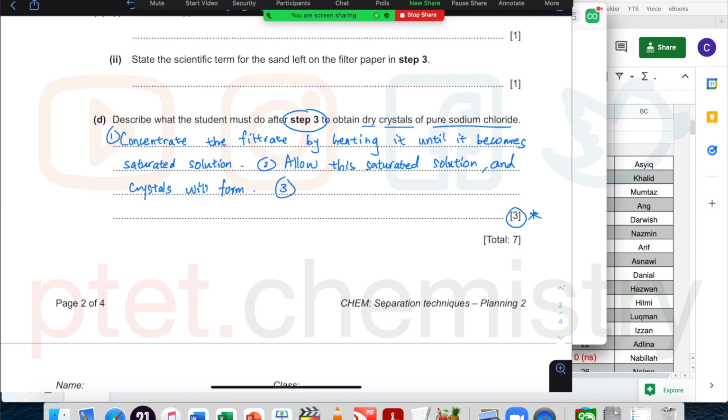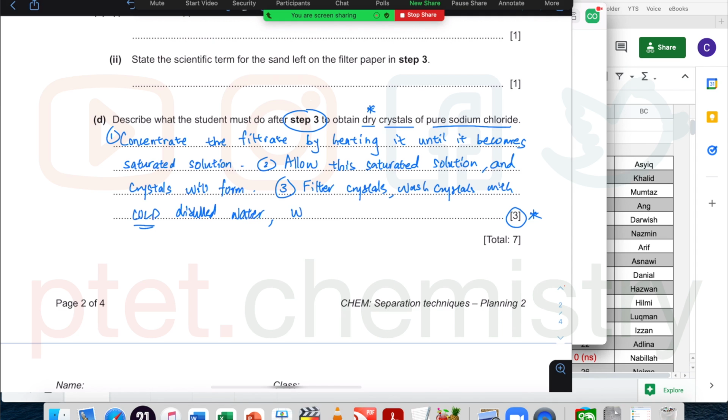After you get that, you need the dry crystals, so you need to filter the crystals. After you filter the crystals, you still have the saturated solution, so you have to wash. You have to wash crystals with cold distilled water. The cold water is very important because if you use normal distilled water, you might risk dissolving the crystals again, which really defeats the purpose of trying to get the dry crystals.